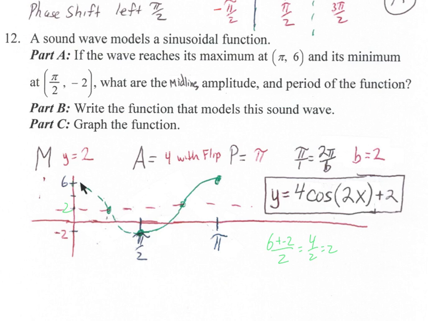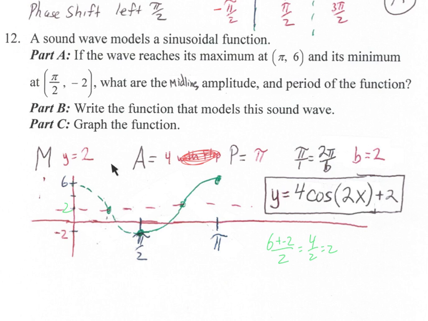And what I notice here is, oh, I have a cosine graph. And I have a period of pi. Period of pi. My amplitude is 4. Oh, there's a mistake. I am not flipping. I don't know why I put that there. This graph is not flipped. So it does not have a flip. So that's crossed out. And my period is pi. So it's a cosine graph. That's why I have cosine.